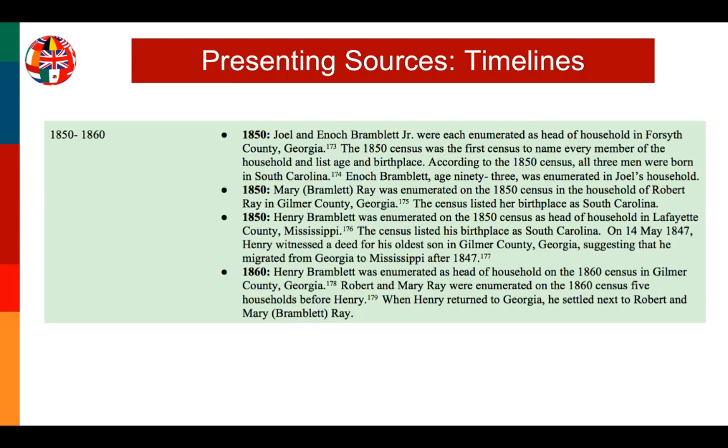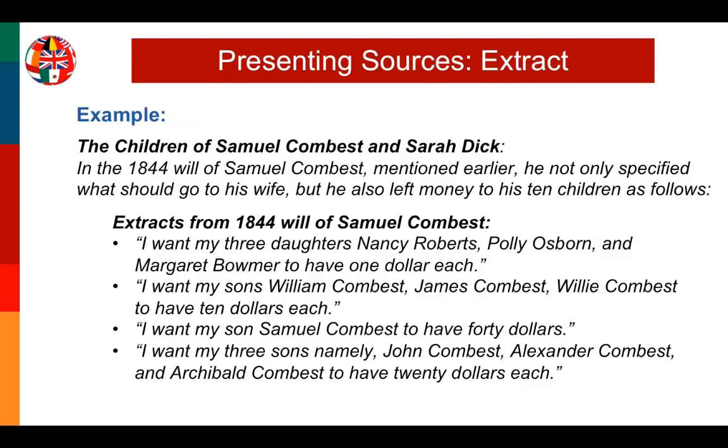Here's the second half of Table 4.4. If you'd like to read it in more detail, please pause the video. This example comes from a proof about the children of Samuel Combest and Sarah Dick. Bullet points are used to present the extracts or exact quotes from the will of Samuel Combest. Be sure to state whether you're presenting an extract, abstract, or a transcription.